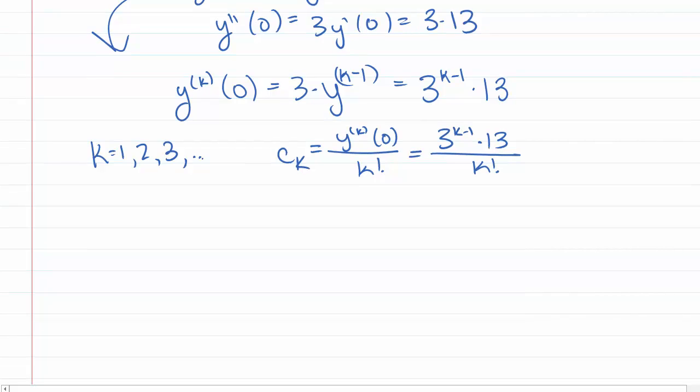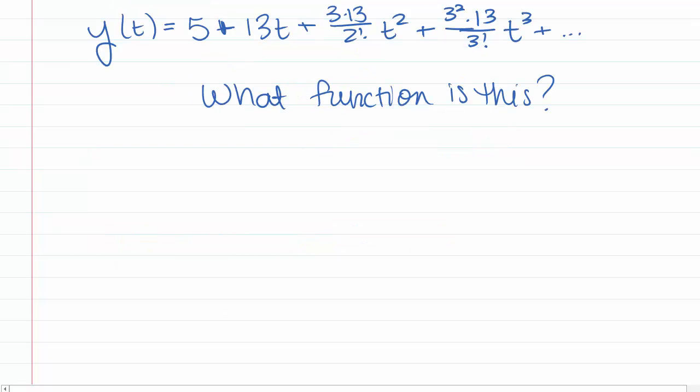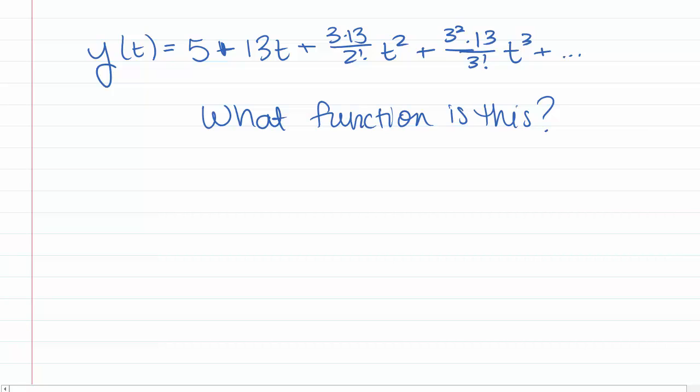So we have our solution. It's y(t) = 5 + 13t + (3 times 13 over 2 factorial) t^2 + (3^2 times 13 over 3 factorial) t^3 + .... But what function is this? Well, let's see if we can recognize it. Notice that once we start looking at this 2 factorial term and this 3 factorial term, we're looking at powers of 3 on top and factorials on the bottom.